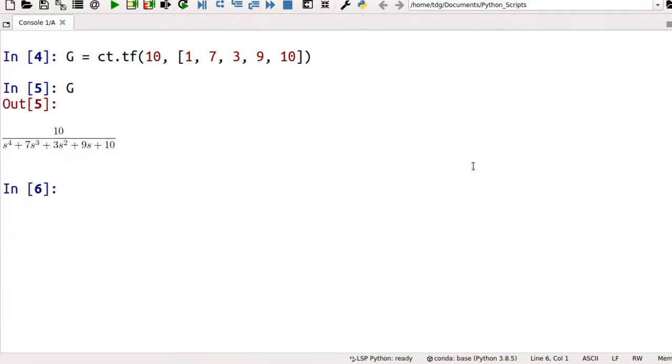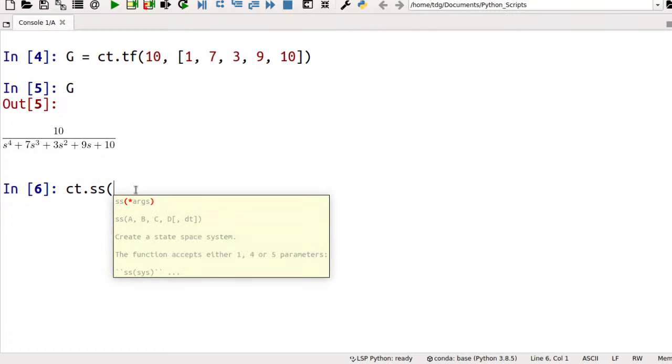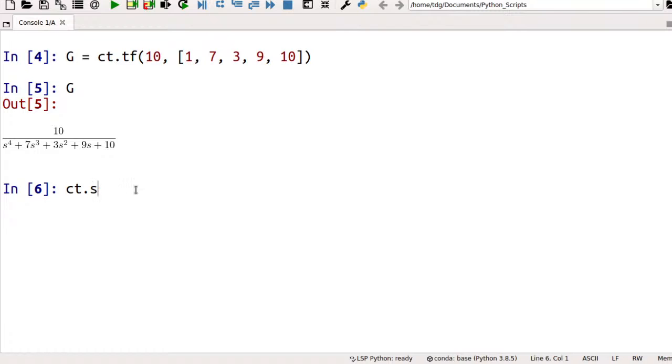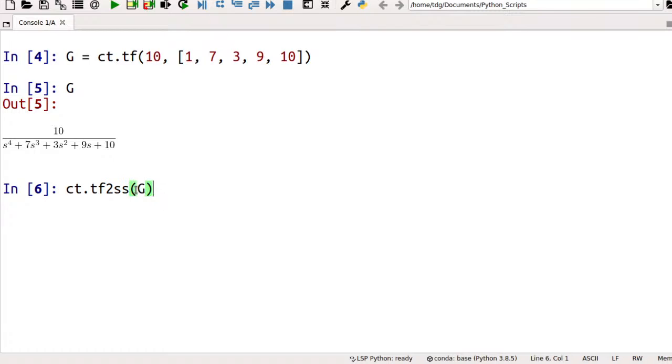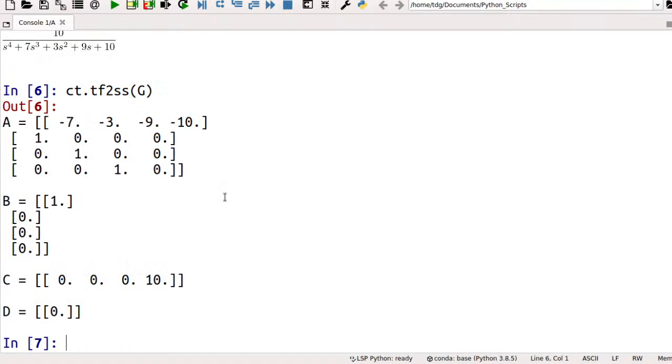If I print out G, this is 10 divided by s to the power 4 plus 7s cube plus 3s square plus 9s plus 10. I believe you can see this. All right, so that's fine, hopefully. Now if I want to convert this into a state space model, all I have to do is call the state space model on it. Rather, I have to call this function, transfer function to state space, and pass in a transfer function. See, I passed in the transfer function to state space, and this gave me the state space model.